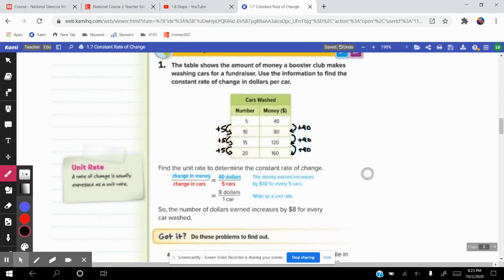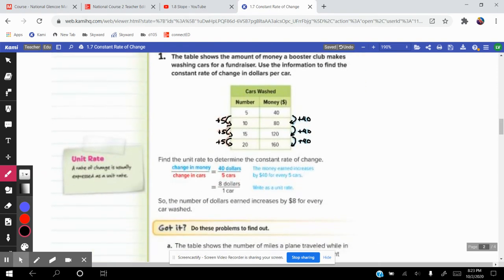We're going to find the unit rate to determine the constant rate of change. In the numerator is the change in money, which is $40. They got that by taking 80 minus 40, which equals 40. Or they could have taken 120 minus 80, which equals 40. 160 minus 120 is also 40.